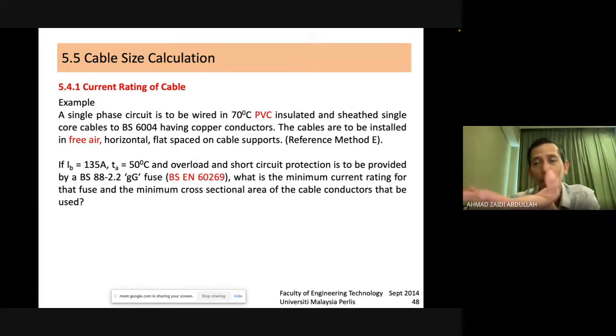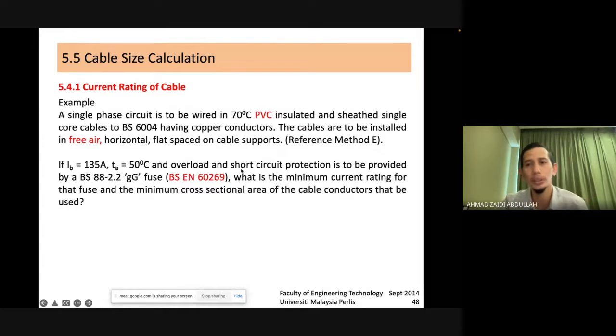Like the cable tray you saw earlier, it doesn't have any cover, so its air circulation is better and it is cooler compared to trunking or conduit. And then flat space on cable support. Given to us, the design current is 135 ampere and the ambient temperature is 50 degrees.